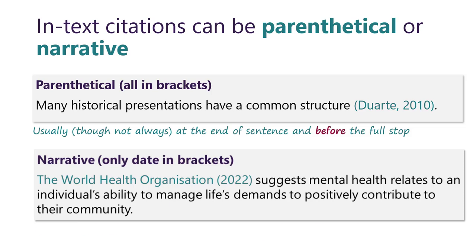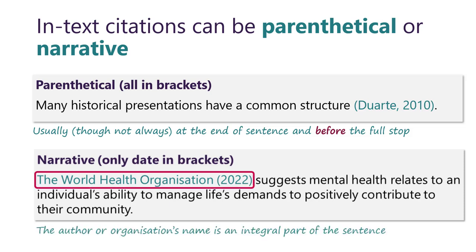With a narrative reference, the author is part of your sentence. It makes no sense without it, so just the date is put in brackets. They're more often used when it is important who the information came from, perhaps a known authority in the field or a respected organisation such as that shown here.